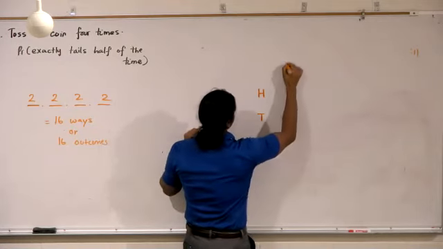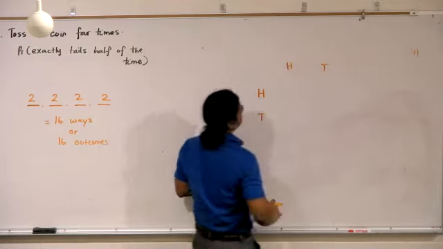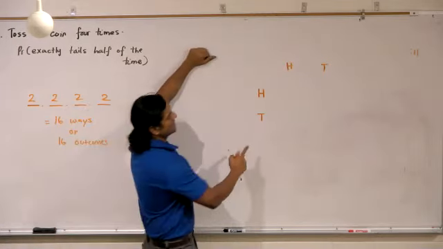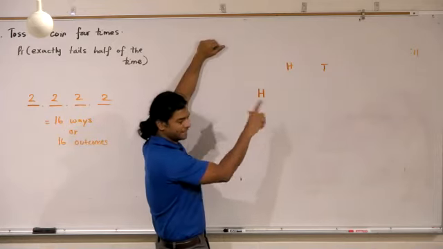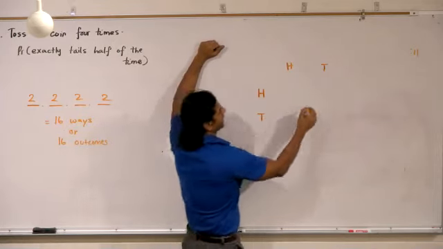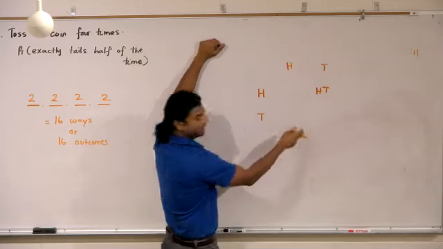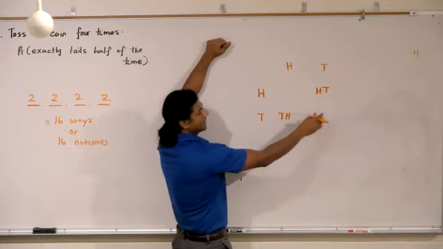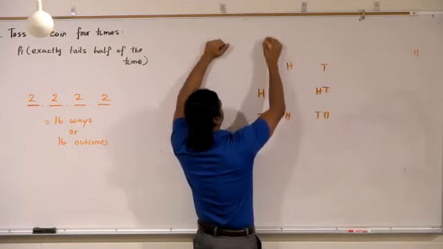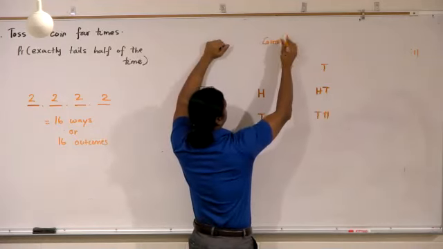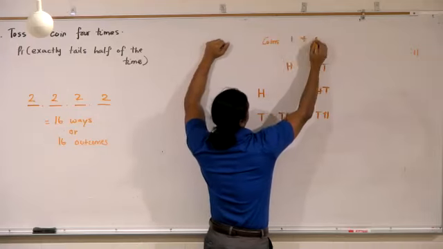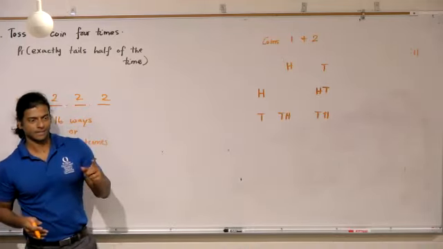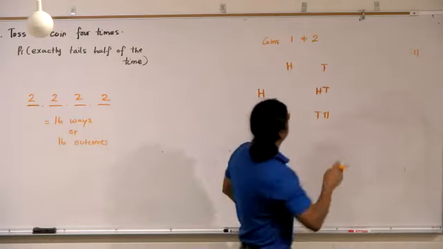So heads, heads, tails, tails. The only things that would matter in this case, if I have 2 coins, would be heads, tails, and tails, heads. That's for coins 1 and 2. Do you agree? Yeah. So coin 1 here, coin 2 there.